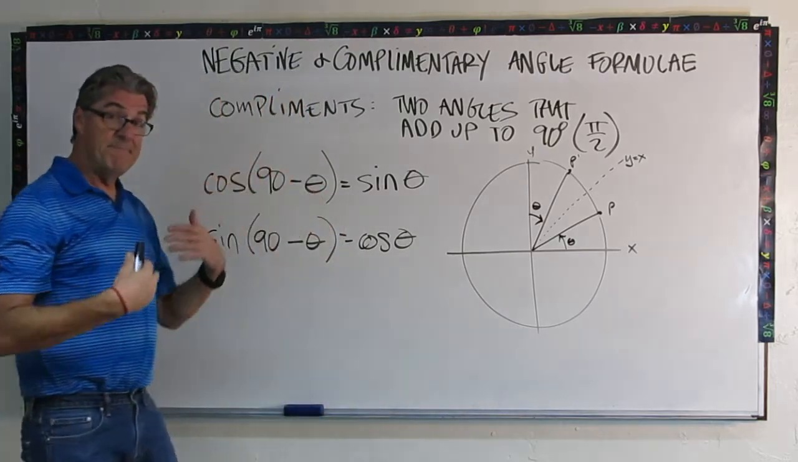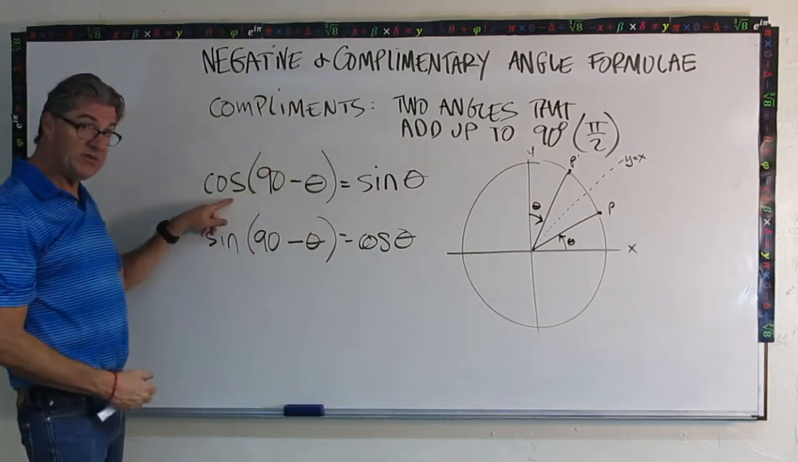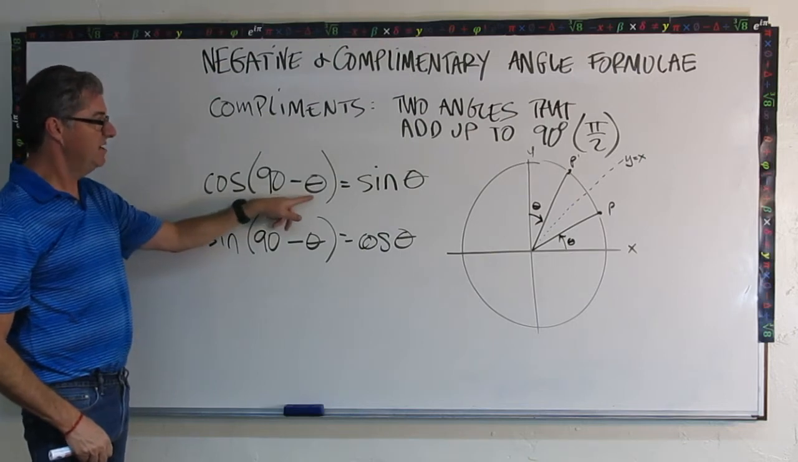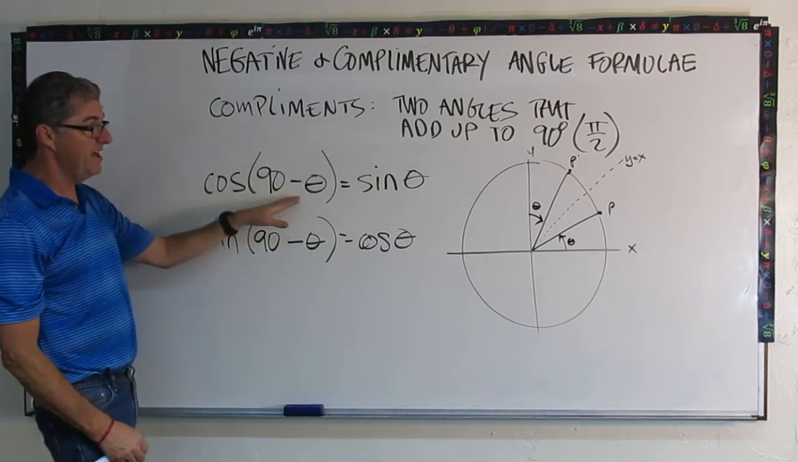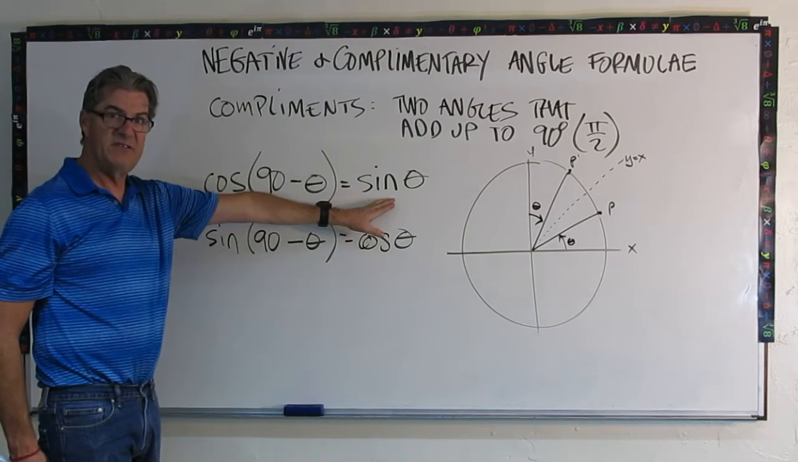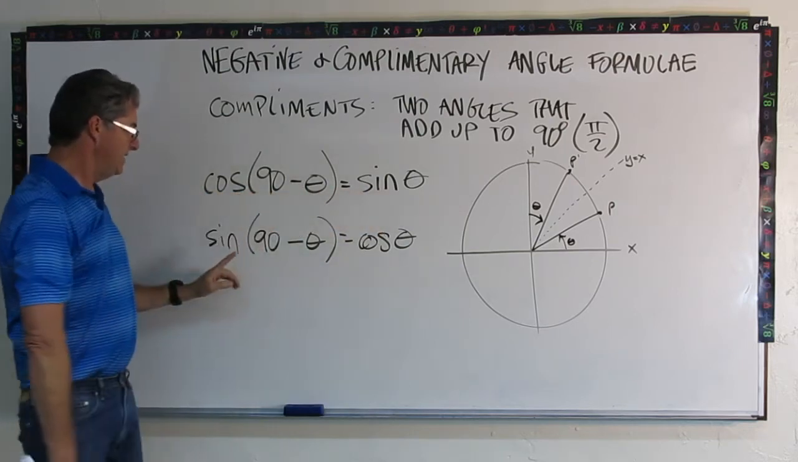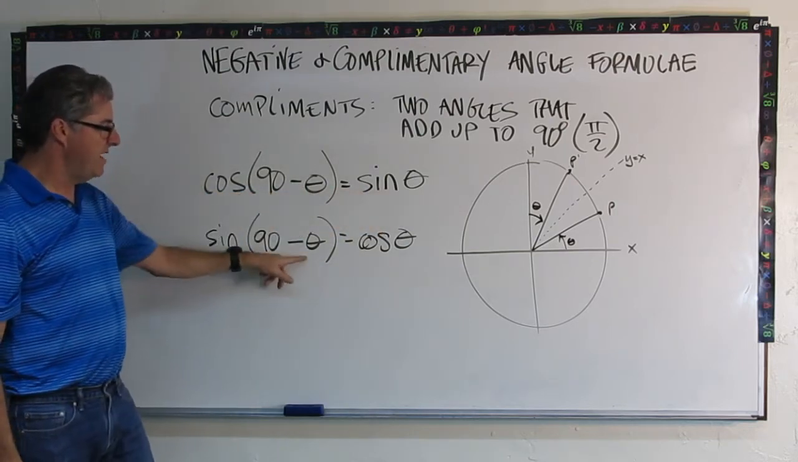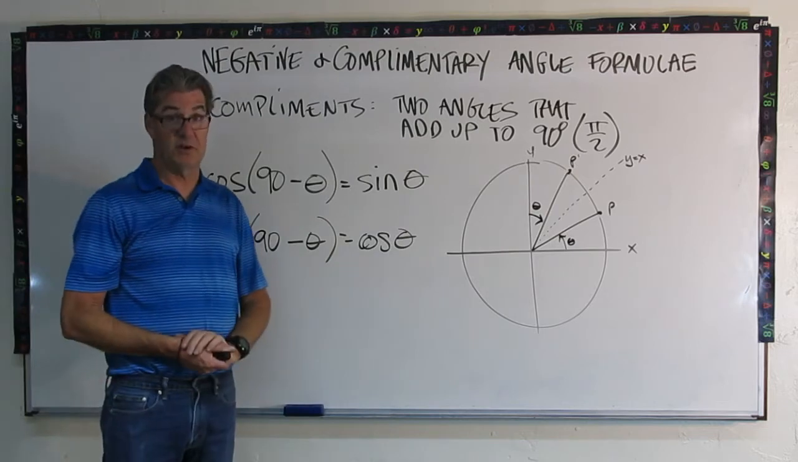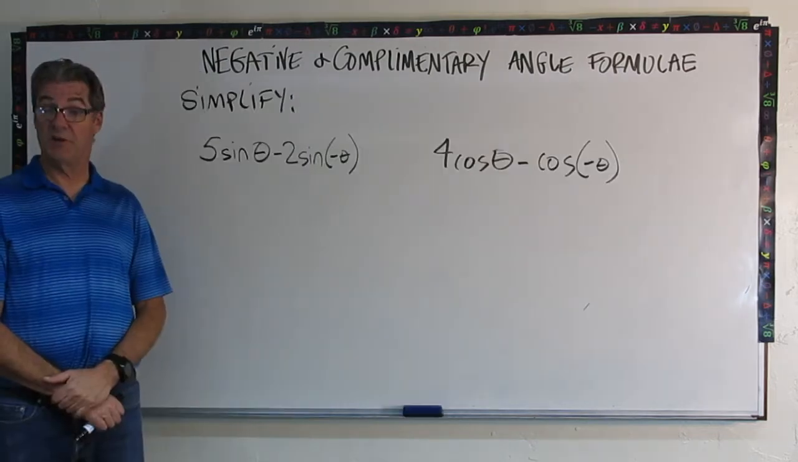So what that means is cosine of 90 minus theta, or cosine of the complement of theta, is just going to be equal to sine theta. That's that switch. And the same thing for sine of 90 minus theta, that's just going to be equal to cosine theta. Okay, let's do a couple examples.